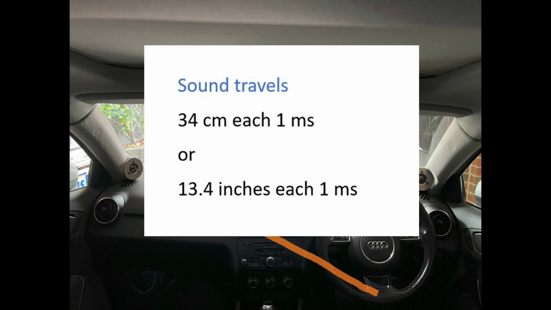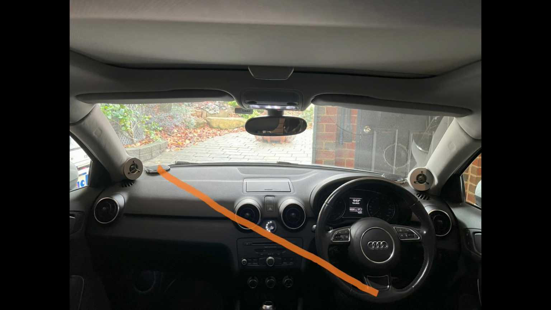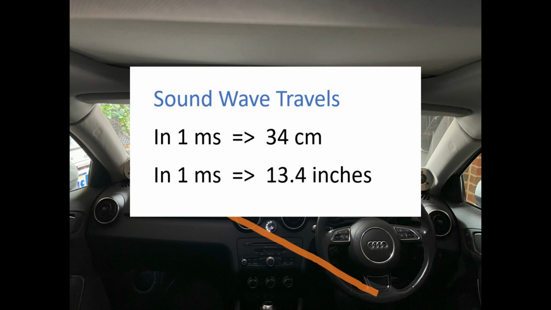So, a good way of remembering these things, or a rule of thumb, is sound travels 34 centimeters for every millisecond. So roughly in the metric system, for every meter you're away from your speaker, it's about 3 milliseconds in time. And in the imperial system, it's about 13.5 inches for every millisecond, right? Or the sound wave moves 34 centimeters every millisecond, or 13.5 inches every millisecond.